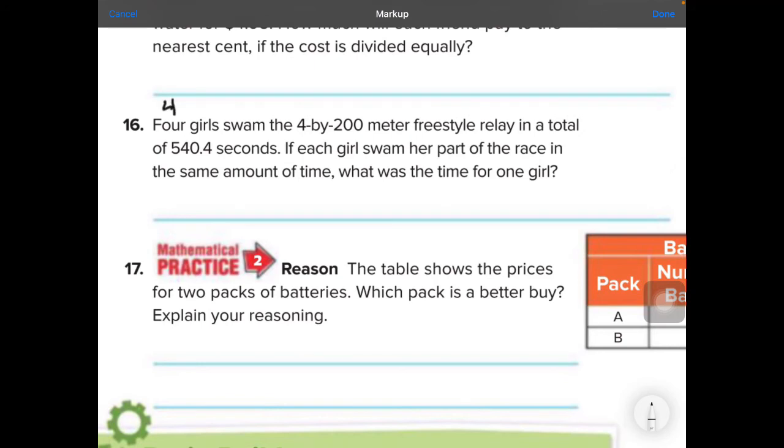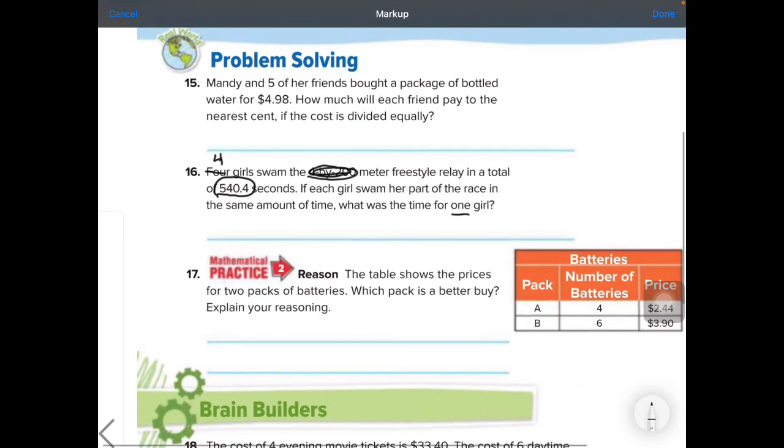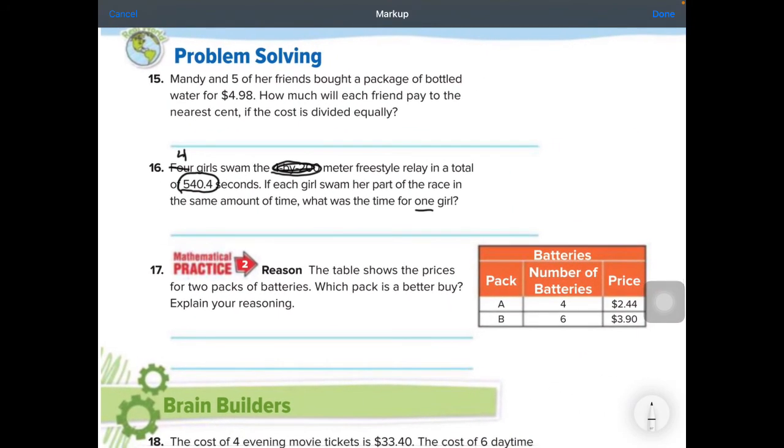Okay, number 16. 4 girls, let's translate that, 4 girls swam the 4x20 meter freestyle relay in a total of 540.4 seconds. If each girl swam her part in the race in the same amount of time, what was the time for one girl? Okay, so they're trying to confuse you by adding these extra numbers right here, but they really don't mean anything other than that's the name of the race that they were swimming in. So what we're going to do, we have our division problem.